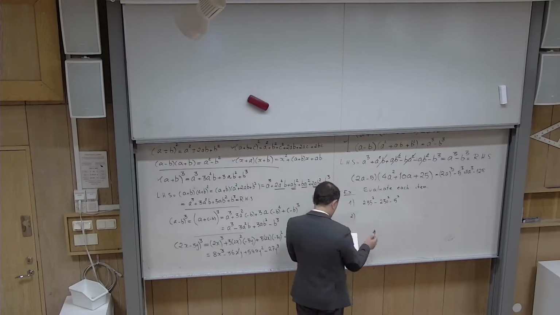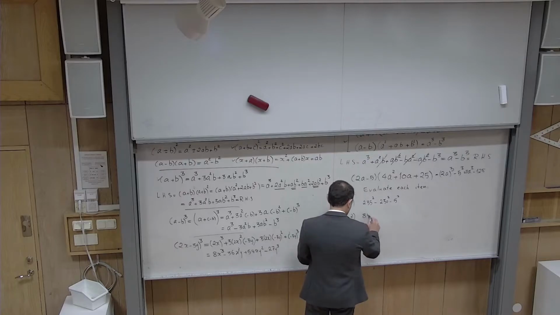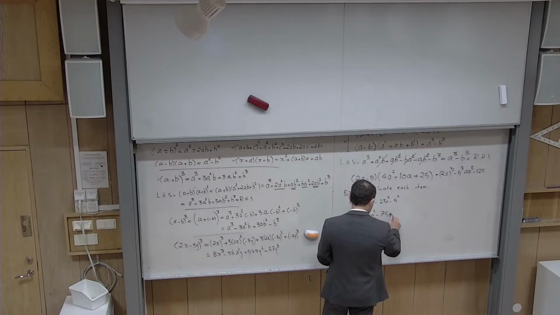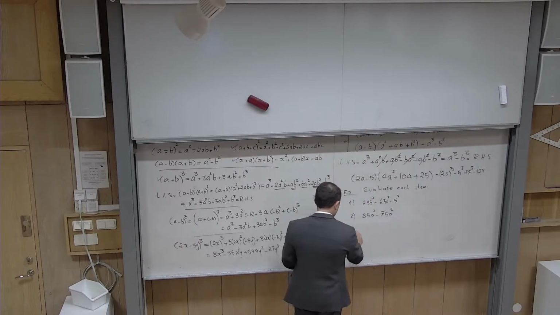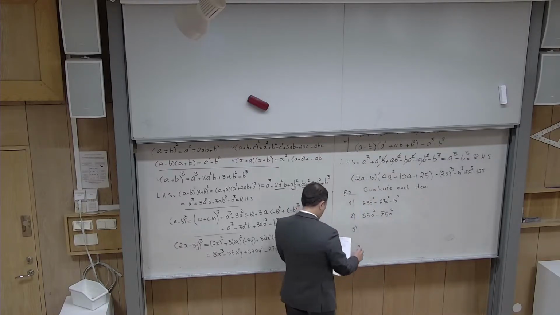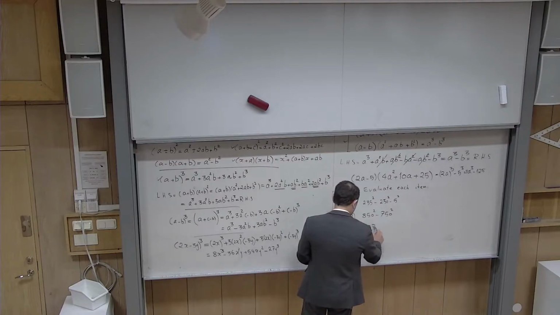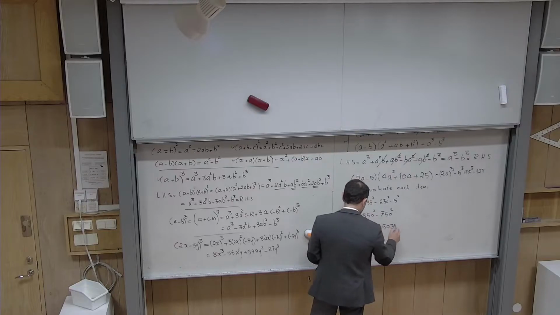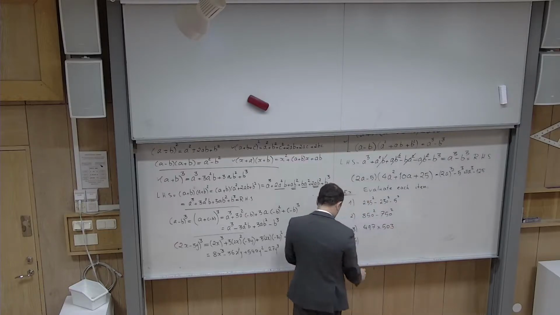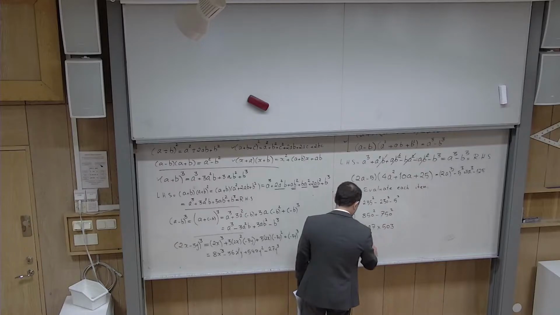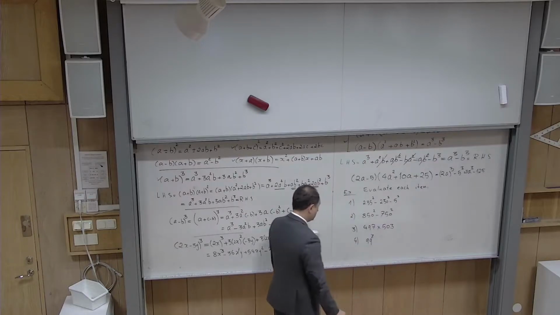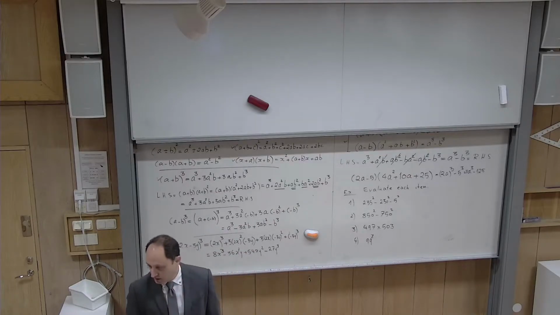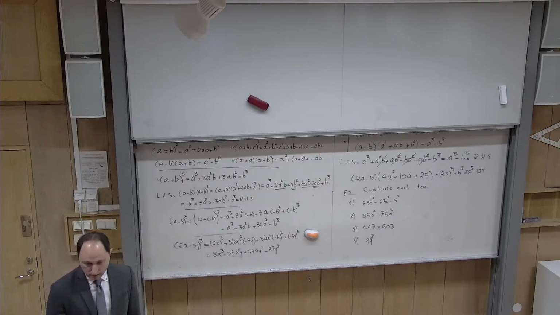Number 2, 850 squared minus 750 squared. Number 3, 497 multiplied by 503. And finally 4, 99 to the power 3. Okay, so I give you a little bit of time, not that much, it's not hard. The ideas are clear.